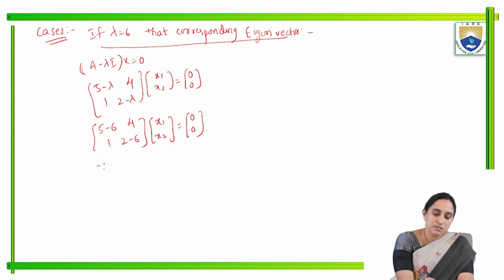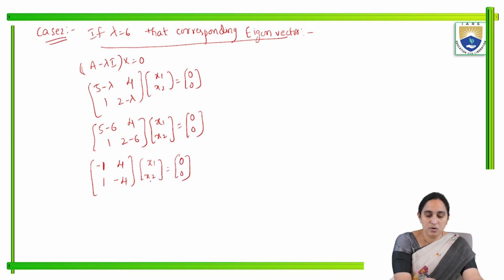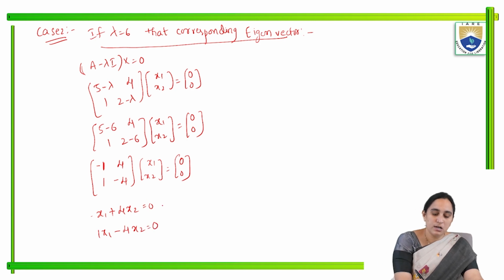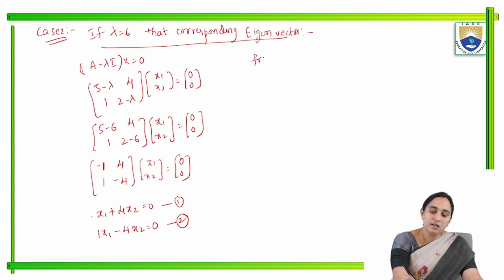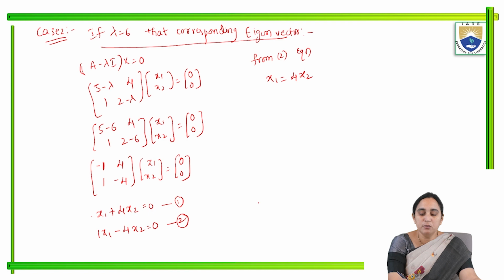That means here 5 minus 6 is minus 1, 4, 1, minus 4, into x1, x2 is equal to 0, 0. From that, write it again in equation form, that is minus x1 plus 4x2 is equal to 0, and the second equation, 1x1 minus 4x2 is equal to 0. Let us take this as the first equation and this as the second equation. From the second equation, x1 is equal to 4x2.